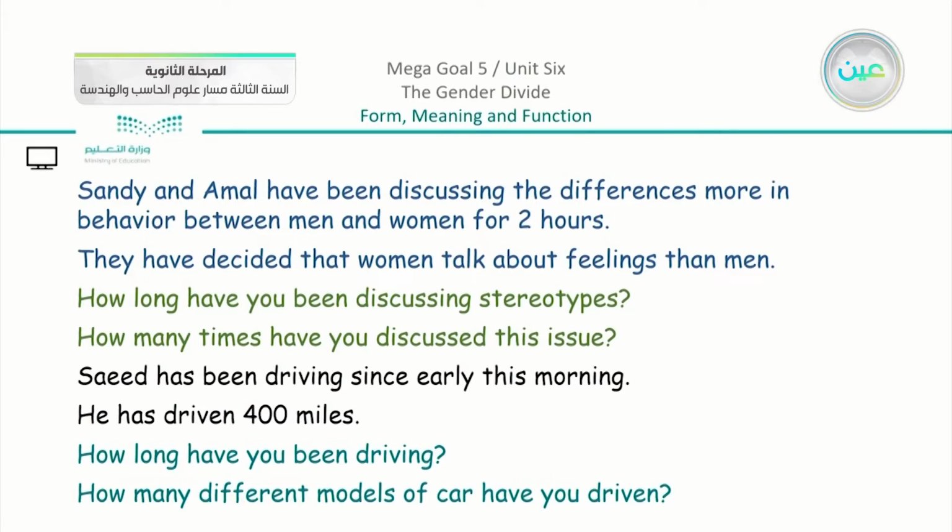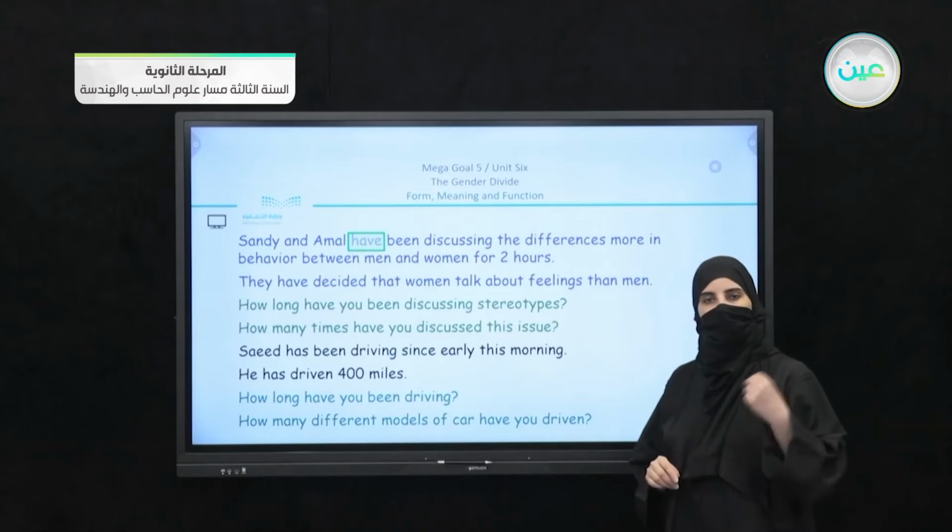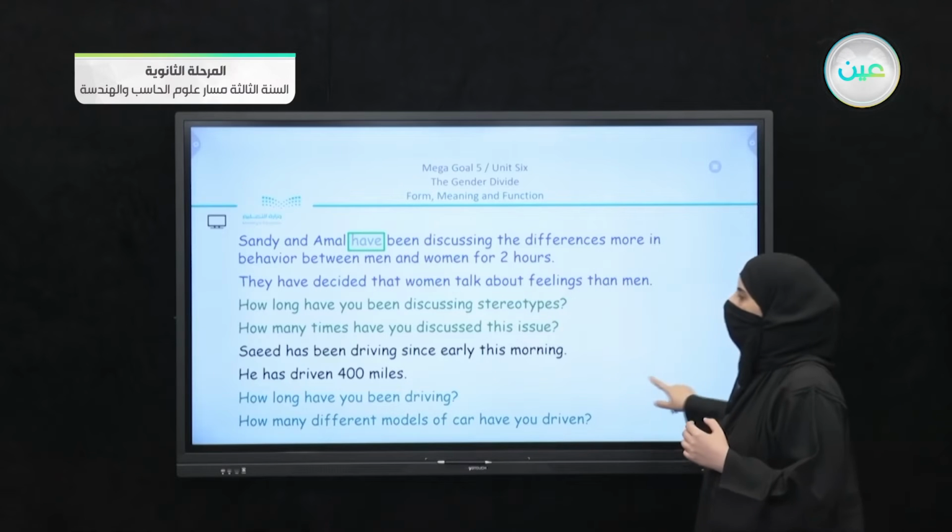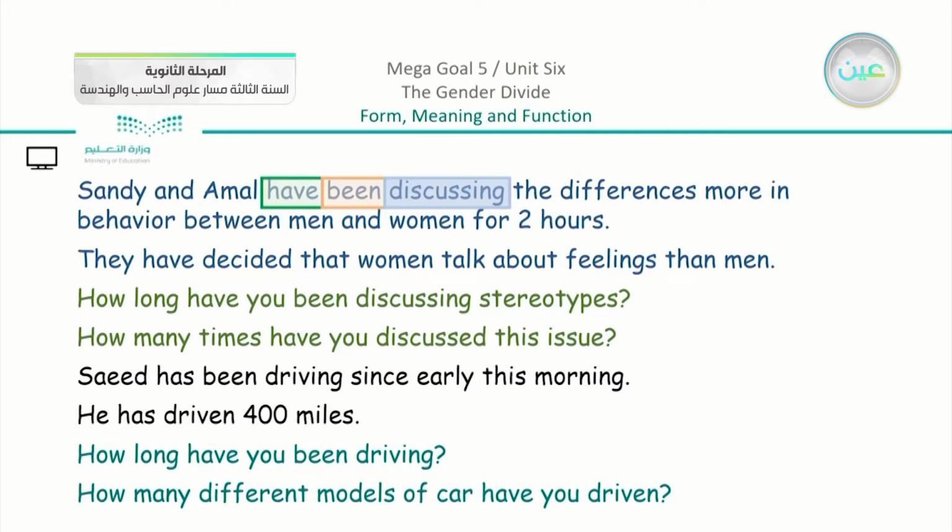Now, reading the examples, we have the first one: Sandy and Amal have been discussing the differences in behavior between men and women. Of course, we have here "have," because we have two girls, plural. And you can see that we have here "been" plus the verb -ing, which means that we are focusing on time. And at the very end of the sentence, we have "for 2 hours." How many hours? 2 hours.